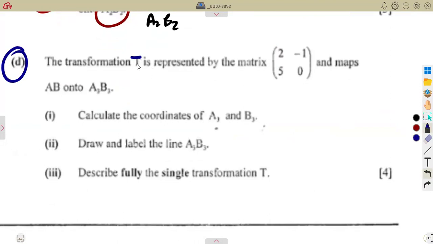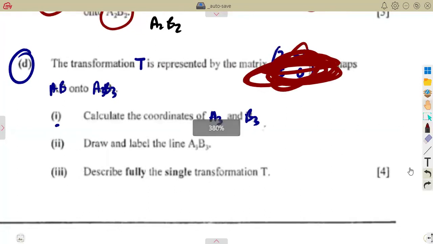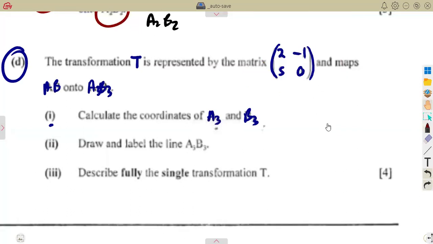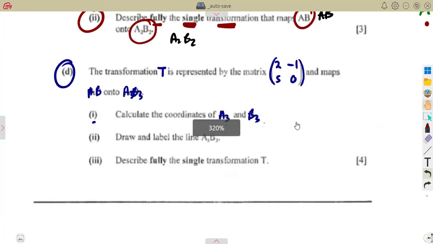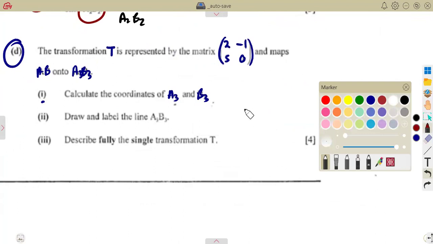D, The transformation T is represented by the matrix 2, 5, minus 1, 0 like this. That is our matrix and maps AB onto A3, B3. Calculate on item 1 the coordinates of A3 and B3. So we can calculate these coordinates. We are given a matrix, even though we do not even know which transformation this is. Of all the matrices that we have listed, we never saw a presentation of this nature. But that does not limit us because we are given the matrix already.